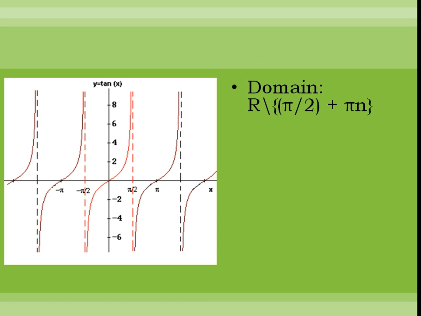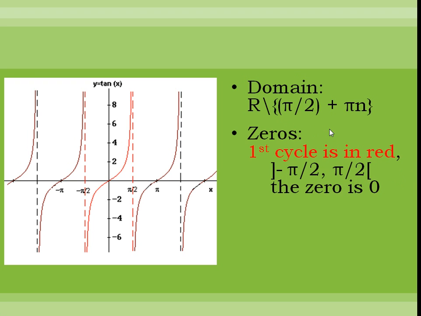Your domain for the function would be all real numbers excluding the asymptotes. And in this case, because we have sort of a rational type of function, we can use the rational definition for our domain. So all real numbers excluding the set of asymptotes. So the zeros for your first cycle, which is in red. So again, I'm only looking at one cycle, one period right now, from negative pi over 2 to pi over 2. Well, there's only going to be one 0. There's always going to be just one 0.